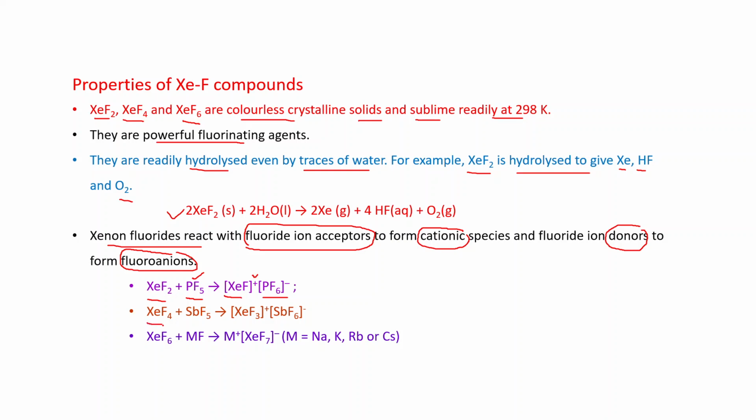In the same way, when XeF4 reacts with SbF5, XeF4 loses one fluoride ion and this fluoride ion is accepted by SbF5, and this species is formed: XeF3+ SbF6-. But when XeF6 reacts with MF, a metal fluoride where M may be sodium, potassium, rubidium or cesium, in that case MF is a fluoride donor. That fluoride is accepted by XeF6 and it converts into XeF7-, one negative charge. That is, an anionic species will form.